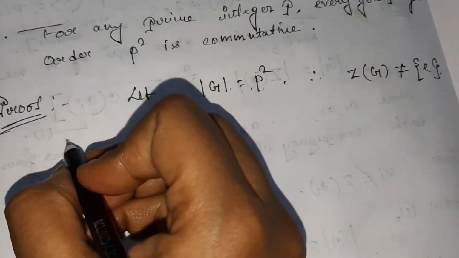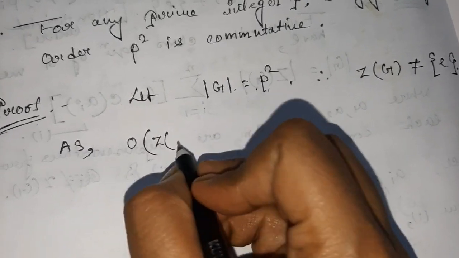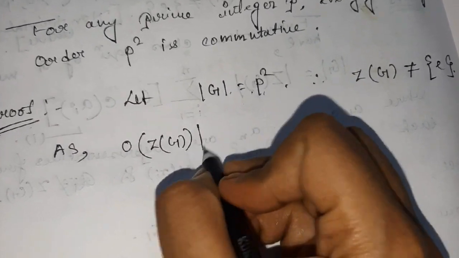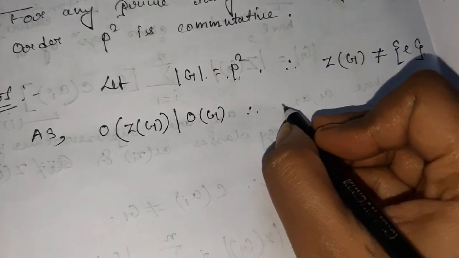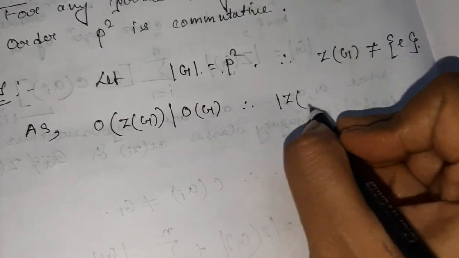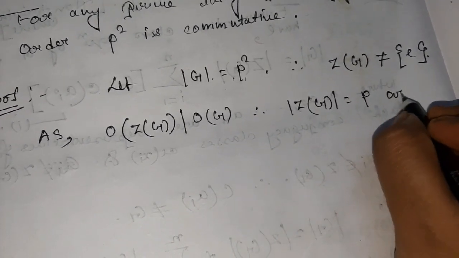And as the order of ZG divides the order of G, therefore the order of ZG equals p or p squared.